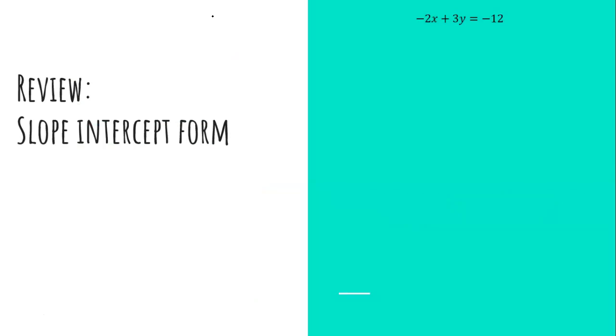Let's start with some review on slope-intercept form. So currently this equation is not in slope-intercept form. Slope-intercept form looks like this. It is y equals mx plus b. Slope-intercept form is useful because if I can identify the y-intercept, which is my b value, and I can identify the slope, which is my m value, I can then graph any equation that I like. But I need to isolate y in order to do that.